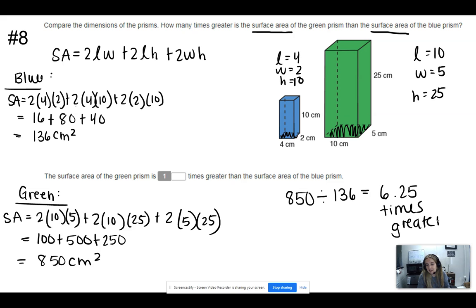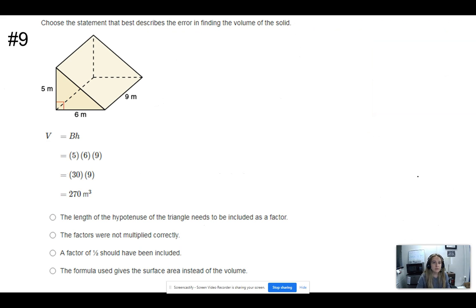Okay, so that is how you find your final answer. Don't forget that last step on the test. Make sure you have this down and let's move on.